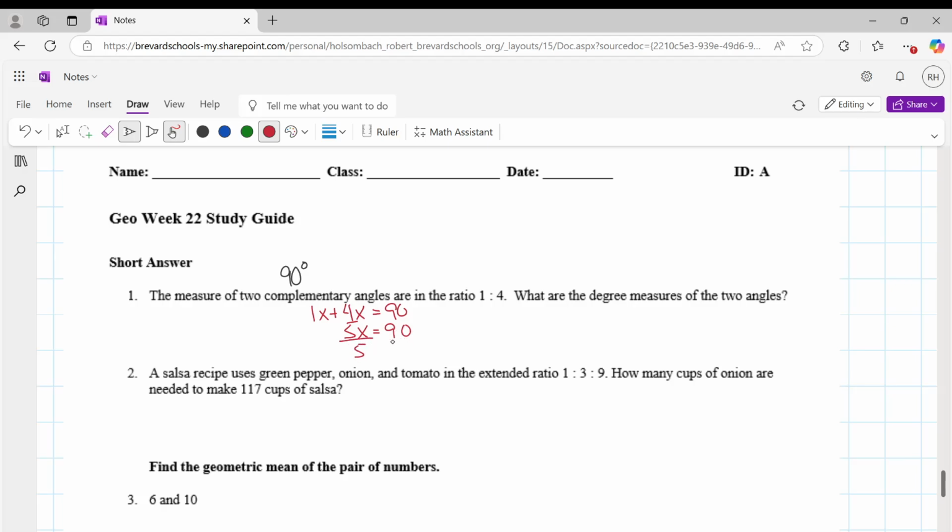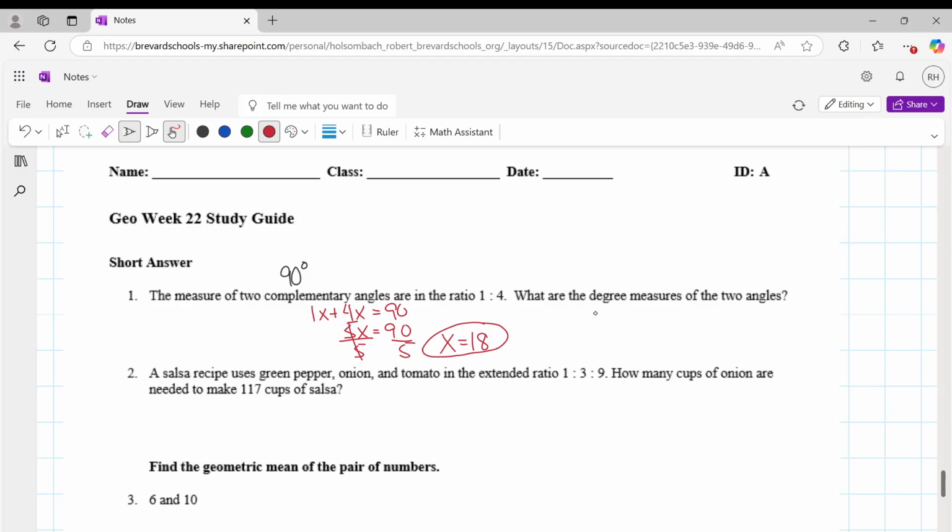Divide by 5. Ninety divided by 5 is 18. So our x is equal to 18. And again, our x is our multiplier. So what is the degree measure of the two angles?